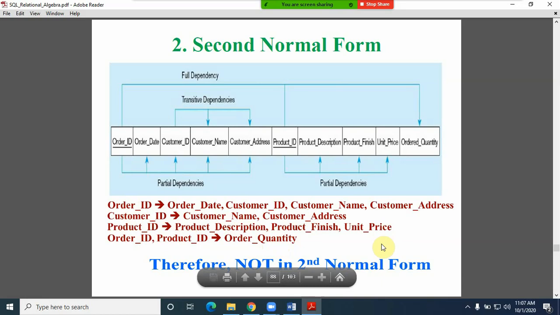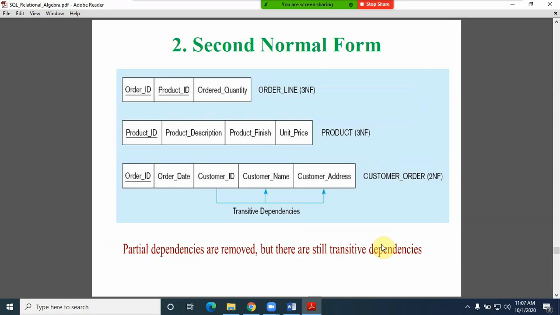So it is easy to observe that this particular table is not in the second normal form. The reason is that there is a partial dependency of the non-key attributes. So this table cannot be in the second normal form. Then what should we do? In that case, we have to convert the table into three tables.